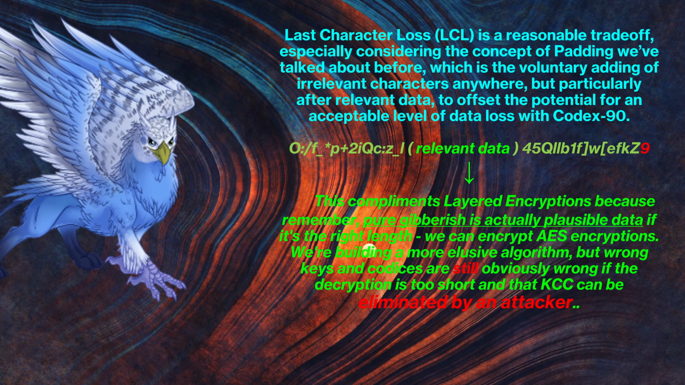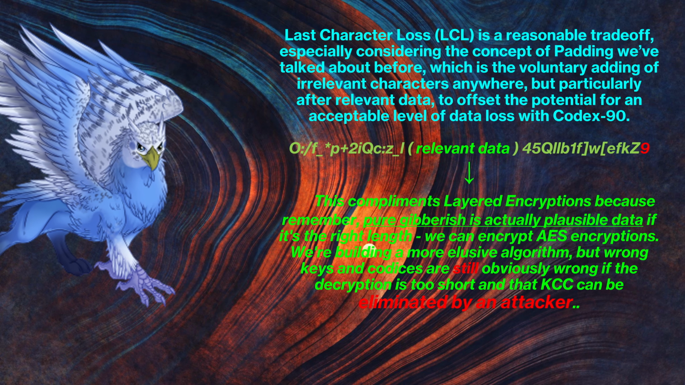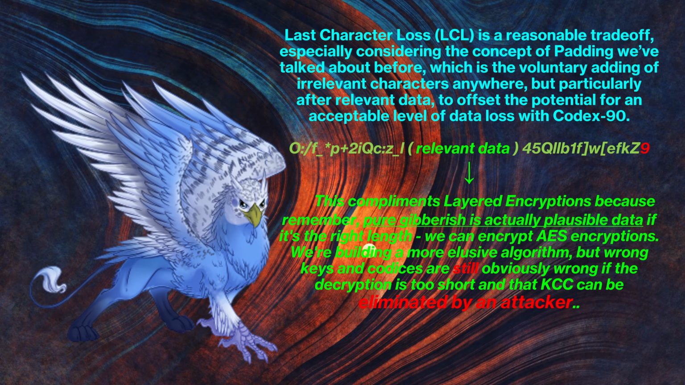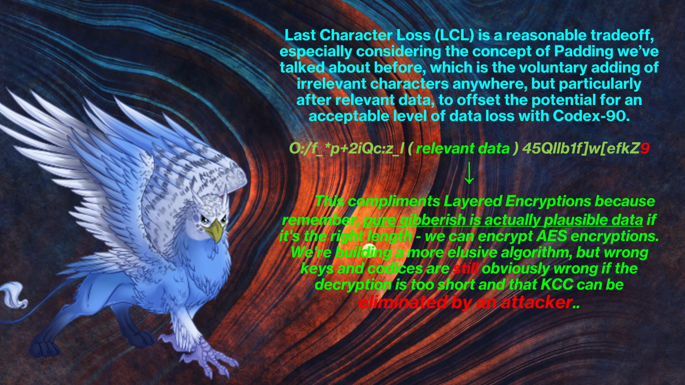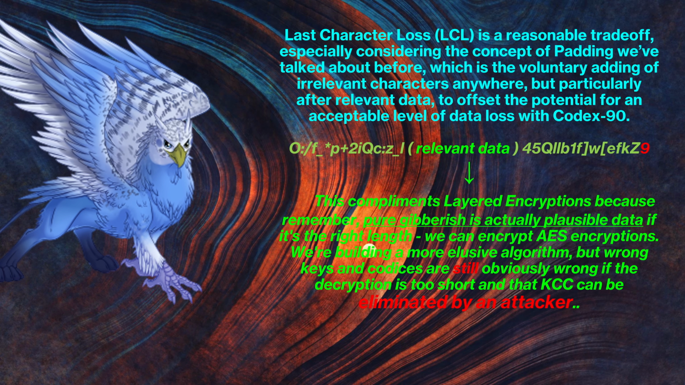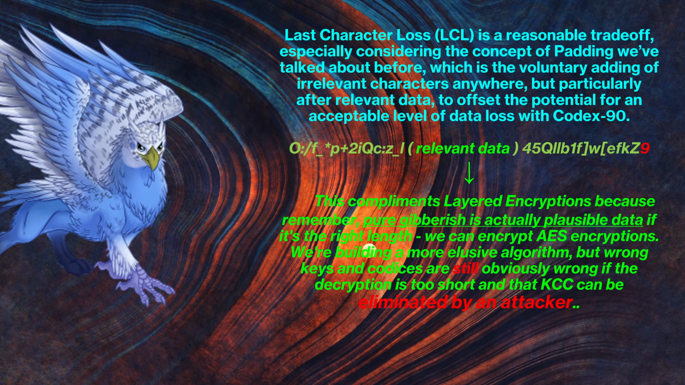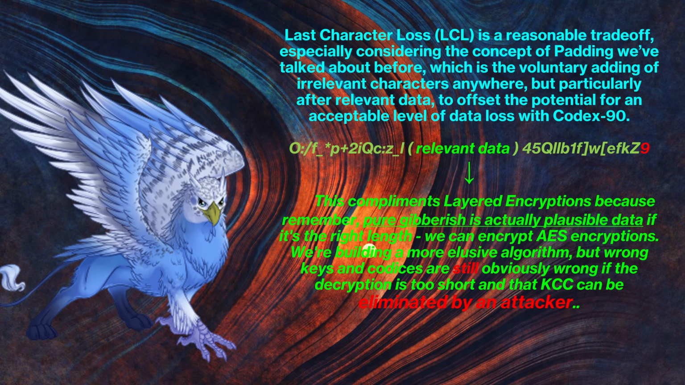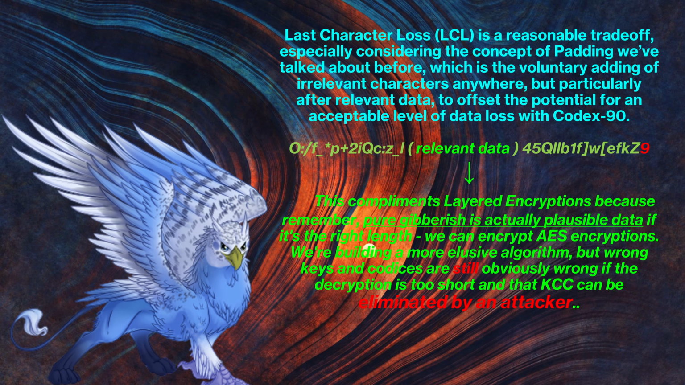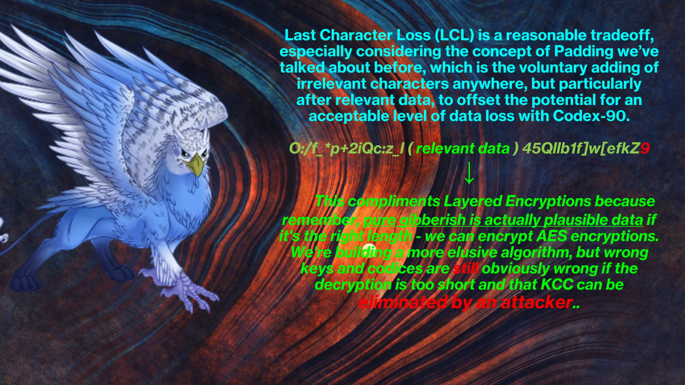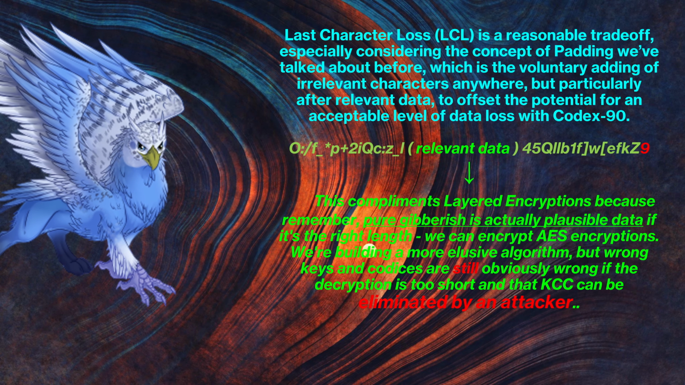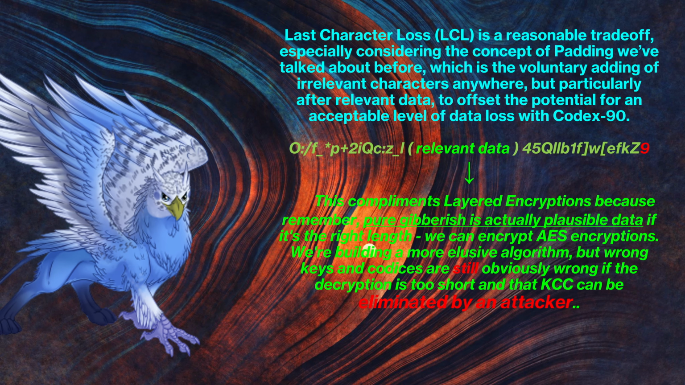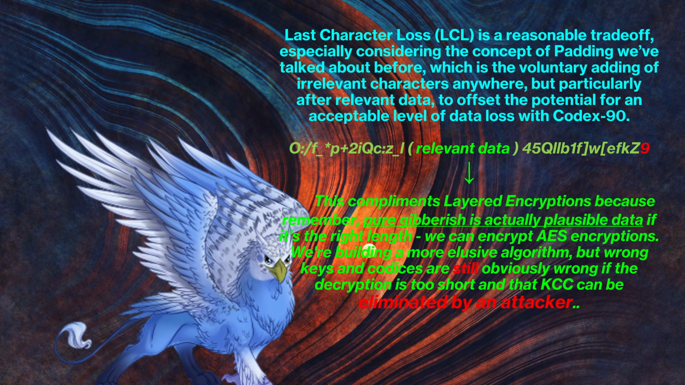We can encrypt AES encryptions with Codex 81 or with Codex 90, provided we're cognizant of our last character assignments so as to manually avoid that 10% chance of LCL, which would corrupt an AES decryption. And so we're building a smarter, more elusive algorithm, but even if layering is assumed, wrong keys and codices are still obviously wrong if the decryption is too short, and that key codex combo can be eliminated by an attacker.